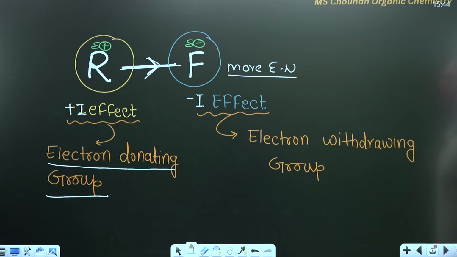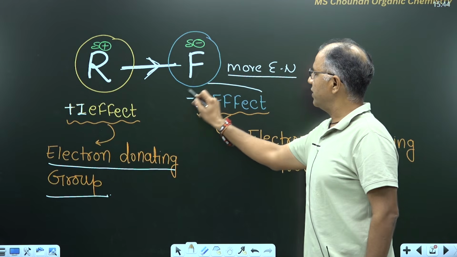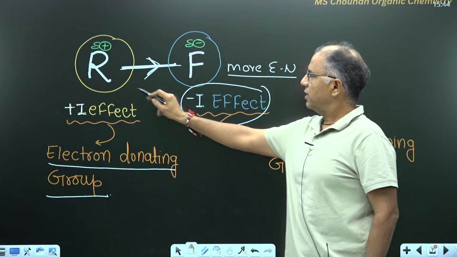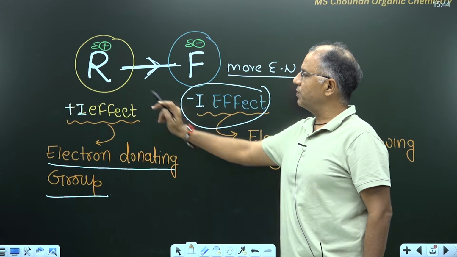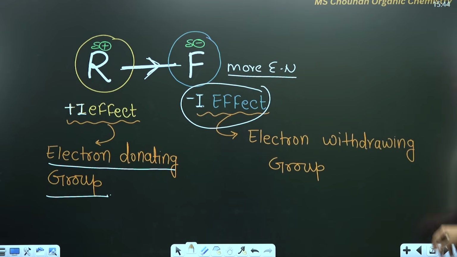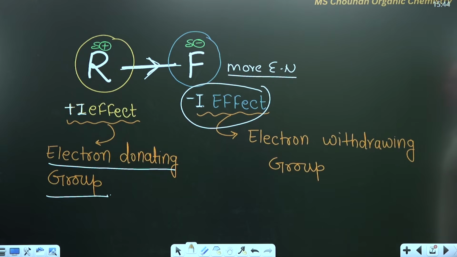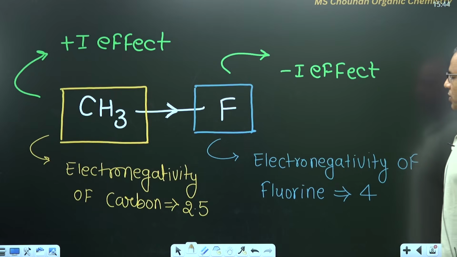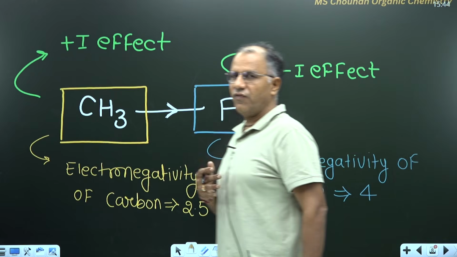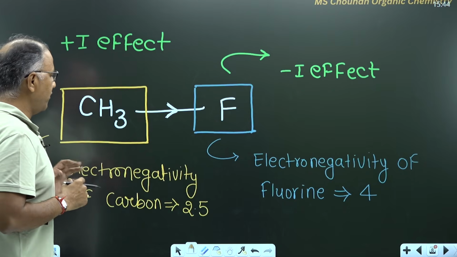Then write this example. Fluorine is more electronegative, therefore it is showing minus I, and the other alkyl group is showing plus I. Minus I means electron withdrawing group by inductive effect. Plus I means electron donating group by inductive effect. Now, as we know the data of electronegativity, let us explain with the data of electronegativity.